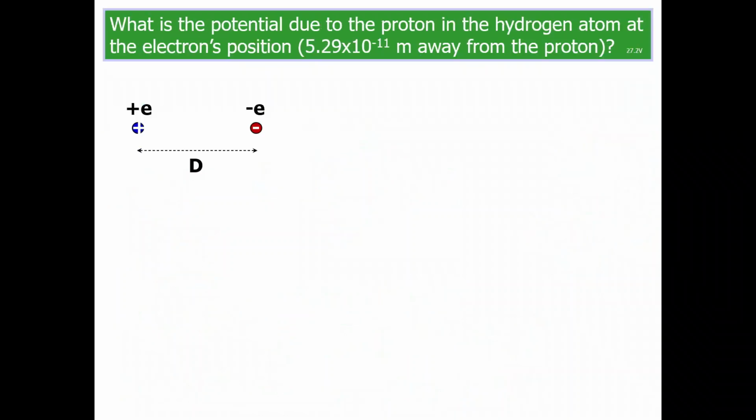All right, so in this problem, we're actually looking at the potential. So this is our electric potential V due to the proton in the hydrogen atom at the electron's position. So recall that electric potential energy is dependent on the interaction between two charged particles. So you would need both the proton and the electron to be present. Now there's actually a couple different ways to go about doing this problem.